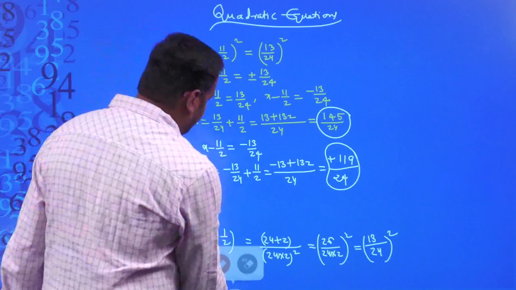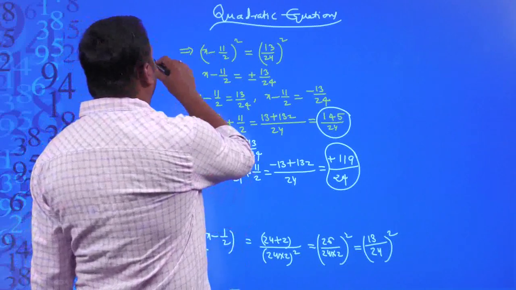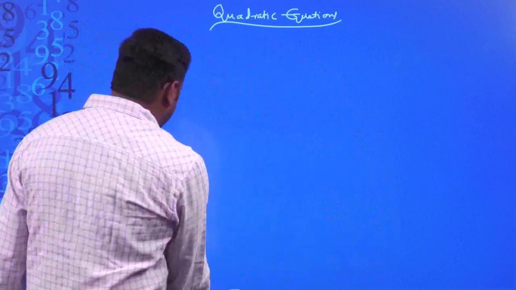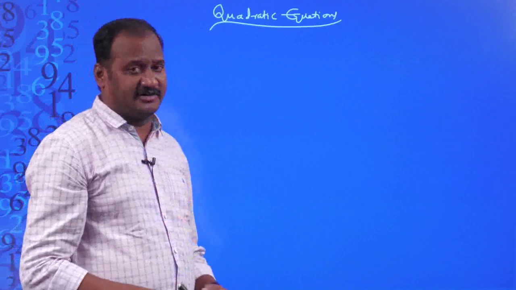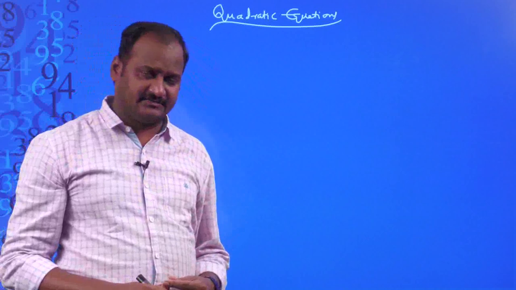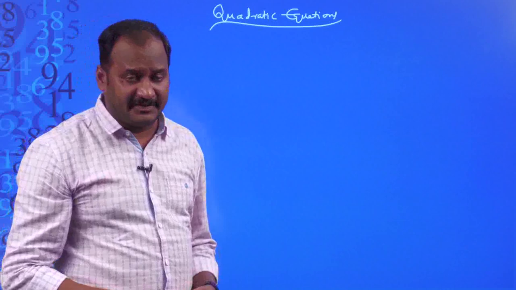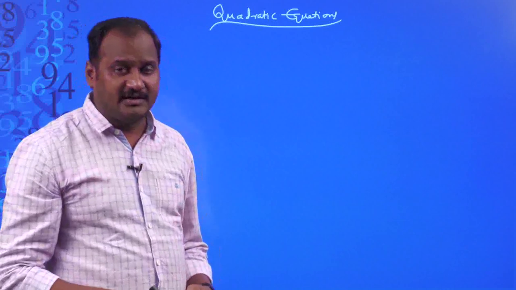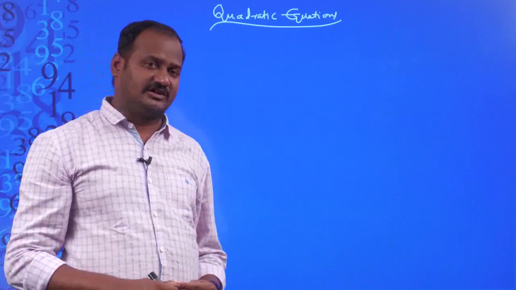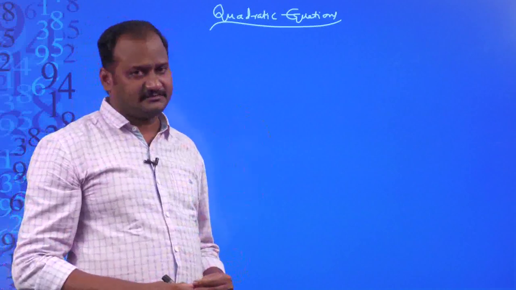We already discussed the nature of the roots, right? The nature of the roots of any quadratic equation depends on the value of b square minus 4ac. That is why b square minus 4ac is called the discriminant of a quadratic equation. If b square minus 4ac is positive, or greater than 0, then the roots are real and distinct. If b square minus 4ac is 0, then the roots are real and equal. If b square minus 4ac is less than 0, meaning negative, then the roots are non-real and unequal. Okay, we'll discuss a few examples on the concept.